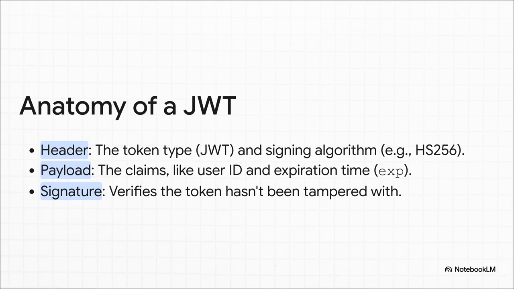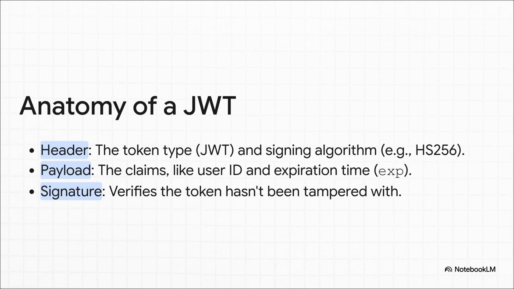Next is the payload. This is the juicy part. It holds the actual data, the claims, like the user's ID, and critically, an expiration date. And finally, the most important part, the signature. This is created using the header, the payload, and a secret key that only our server knows.